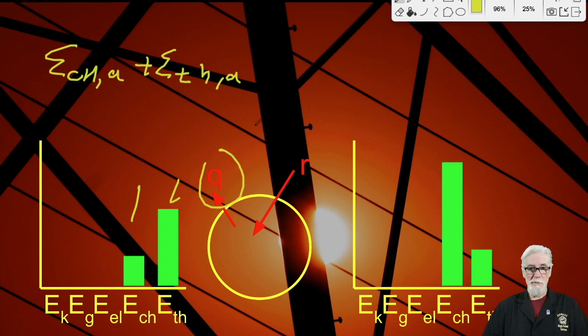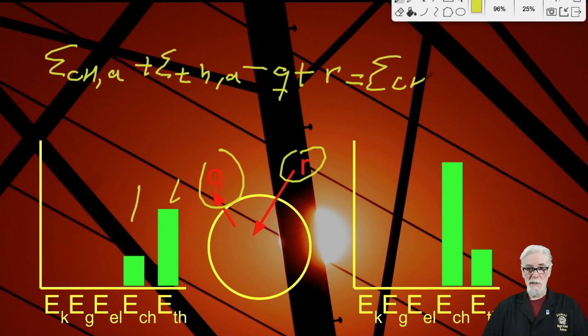Now we're losing energy through heating, so minus Q. But we're gaining some energy through radiation, so plus R. So the start minus the loss plus the gain is the end, which is E chem at B plus E therm at B, because those are the two storage modes that we see on the ending.